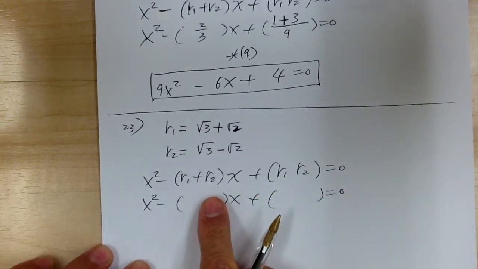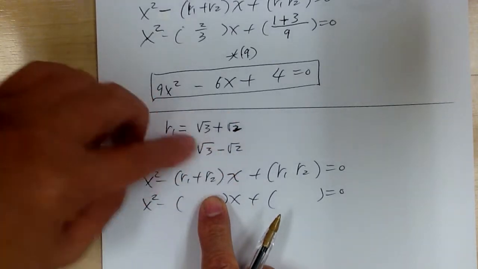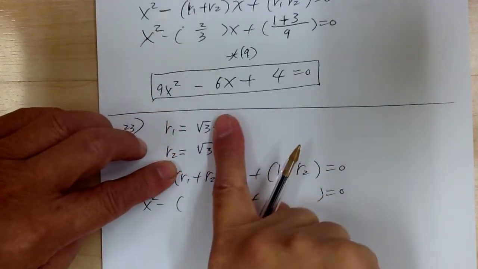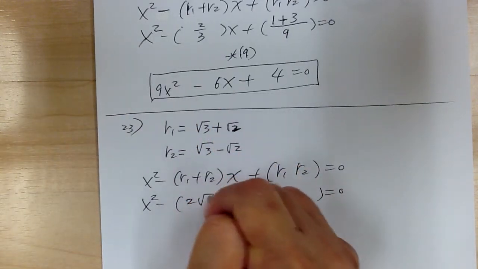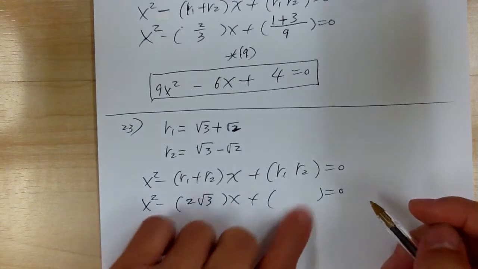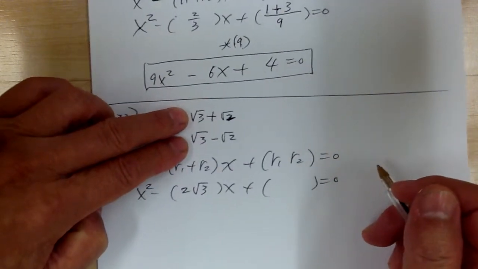So now you're going to add. So when you add this together, again this part is going to cancel out. So square root of 3 plus square root of 3 give you 2 square root of 3. Okay. Now when you multiply, again conjugate. So multiply the corresponding part.